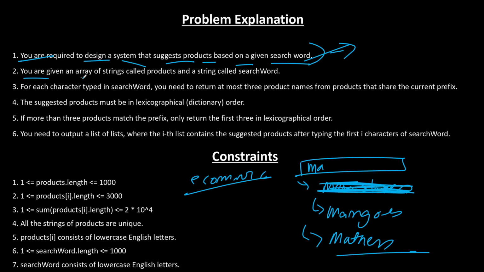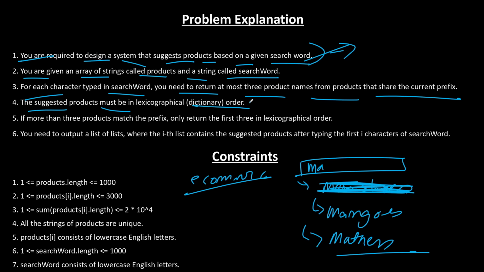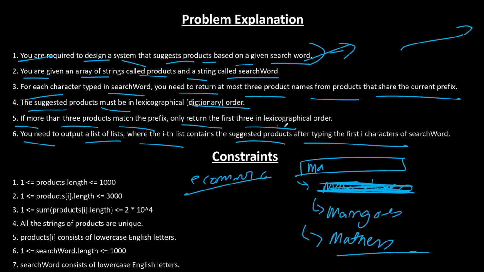You are given an array of strings called products and a string called search word. For each character typed in search word, you need to return at most 3 product names from products that share the current prefix. The suggested products must be in lexicographical order, basically increasing order. If more than 3 products match the prefix, only return the first 3 in lexicographical order. You need to output a list of lists where the ith list contains the suggested products after typing the first i characters of search word.